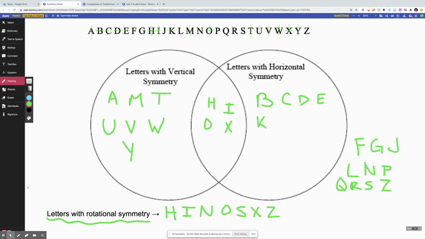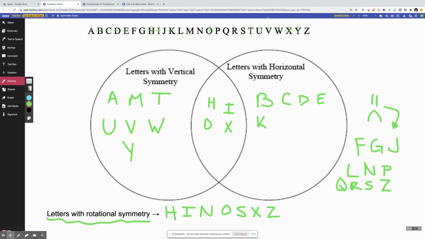All right, y'all. So here's the final sorting. So I found 7 letters with only vertical symmetry: A, M, T, U, V, W, and Y. I found 5 letters with only horizontal symmetry: B, C, D, E, and K. And then I found 4 that had both: H, I, O, and X. And then all of the others are my sad ones that don't have any, that are listed outside the Venn diagram, okay?